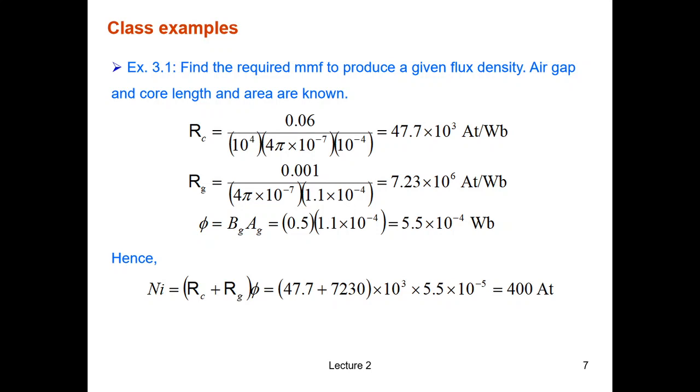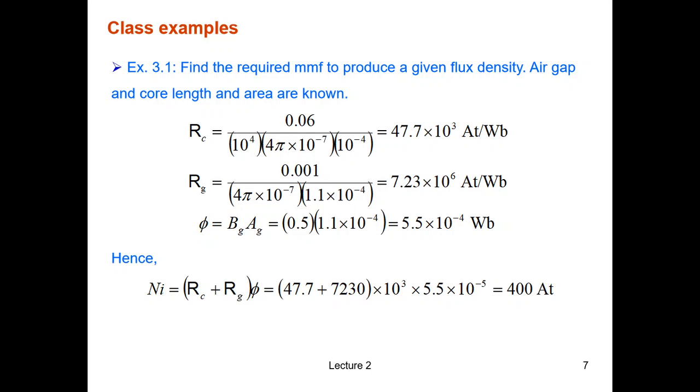So in our magnetic structure, we can calculate the core reluctance RC and also the air gap reluctance RG. We know the required flux density is 0.5 Tesla, which is 0.5 Weber per square meter, and we assume that the air gap area is 1.1 times larger than the core cross-sectional area. This is the assumption, and it means that we are considering the fringing.